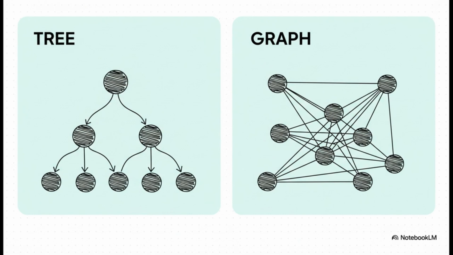And finally, we get to the really interesting non-linear structures. You have trees, which are all about hierarchy, just like a family tree or the file folders on your computer. And then you have graphs, which are these amazing flexible networks of connected points, kind of like a map of all your friends on social media, or even a map of the internet itself.